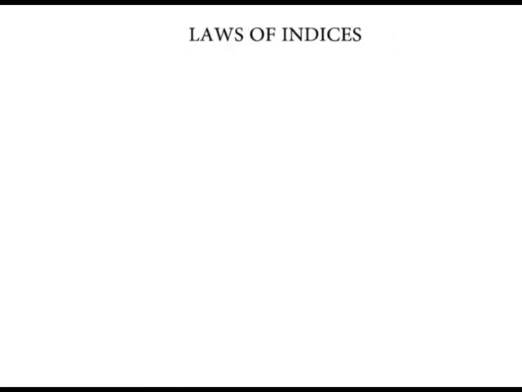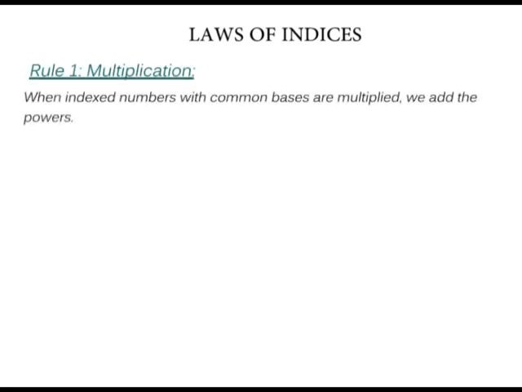Laws of indices. Rule 1. Multiplication. When indexed numbers with common bases are multiplied, we simply add the powers. That is, 2 raised to power 4 times 2 raised to power 6 is the same as 2 raised to power 4 plus 6, which is 2 raised to power 10.